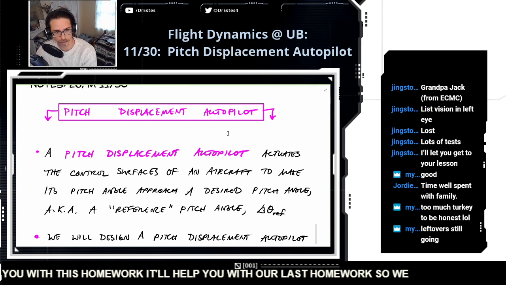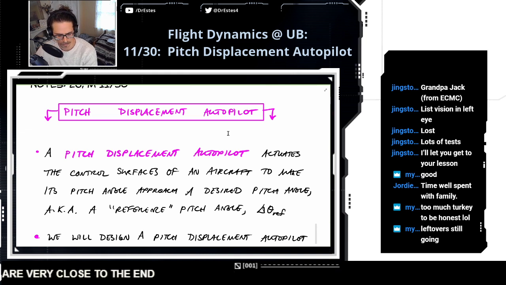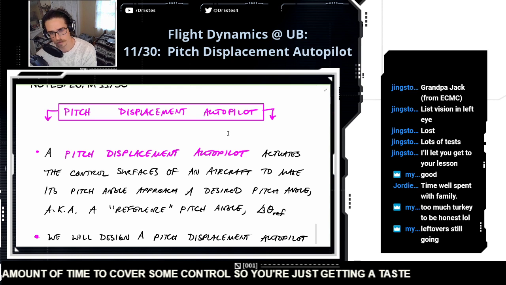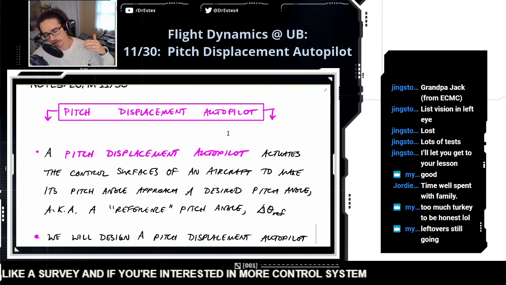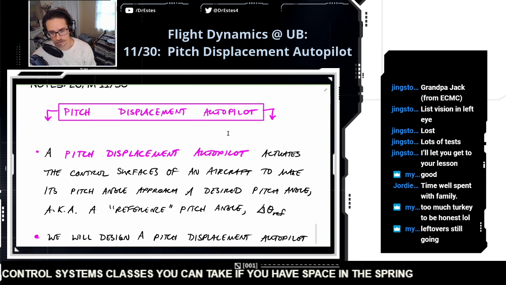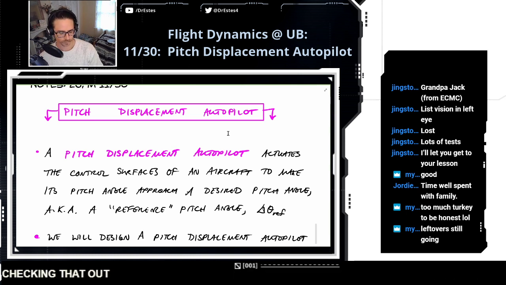So we have this homework due Friday, right? And then we just have one more homework. So you guys are very close to the end. And basically we're just reviewing, or not reviewing, we're introducing some control systems principles. And we have a very short amount of time to cover some control, so you're just getting a taste. This is kind of like a survey. And if you're interested in more control systems, we have plenty of control systems classes you can take. If you have space in the spring, I'm teaching digital controls. So if you're into control systems, definitely think about checking that out. Okay, let's get into it.